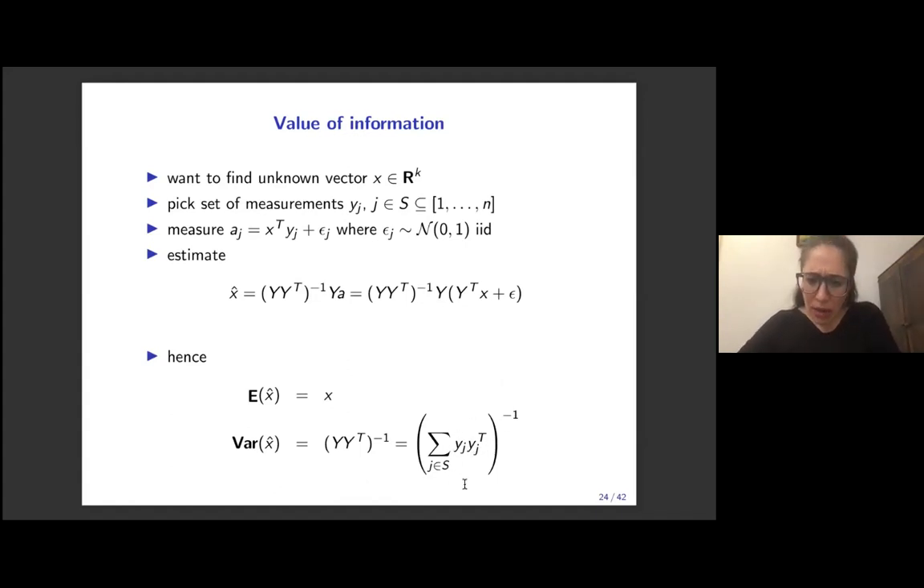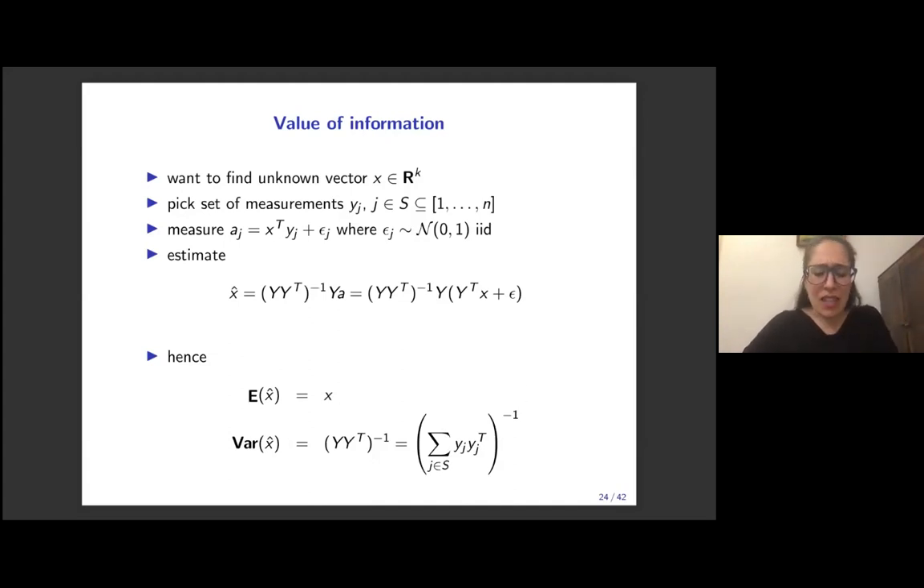So what does that tell me? Number one, if I selected more and more vectors to observe, more and more machine learning models to observe, this sum of yj yj transpose would get larger and larger, and so the variance of my estimator would go down. I'd get a better estimate for x. It also tells me that I better have at least as many yj's as the dimension of these vectors yj, which is the rank k of my model. Because otherwise this thing is not going to be full rank, and so it's not going to be invertible.